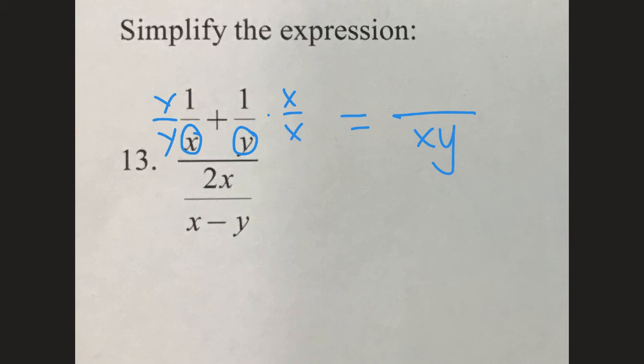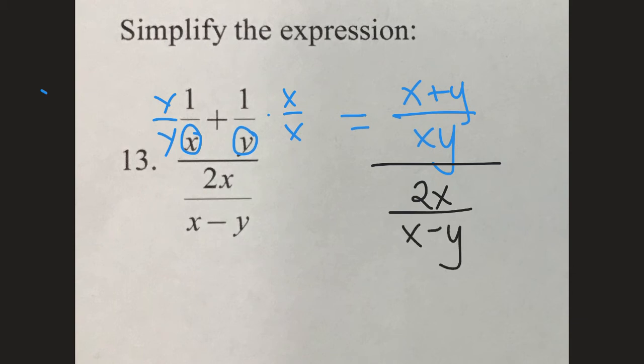So I can add these two fractions in my numerator and get y plus x, or x plus y if you want to write it alphabetically, right? Because there's just 1y plus 1x in the numerator, and then you have x times y on the bottom. And then that second fraction that we have is just 2x over x minus y, right? Nothing has changed with that denominator that happens to also be a fraction.